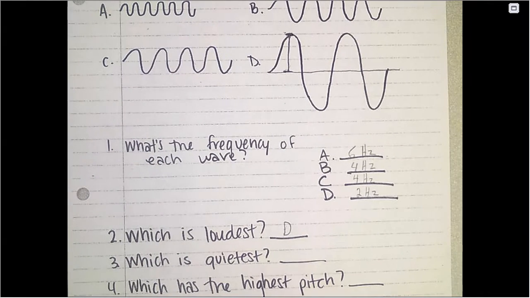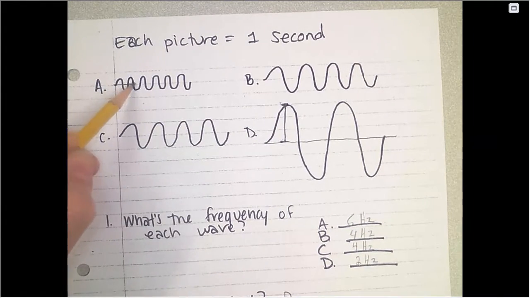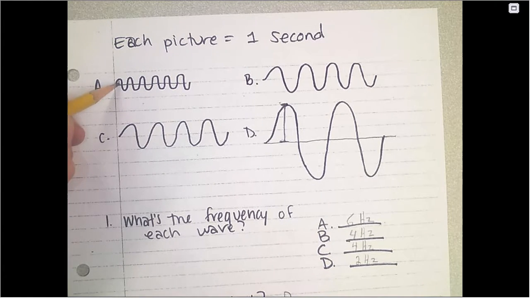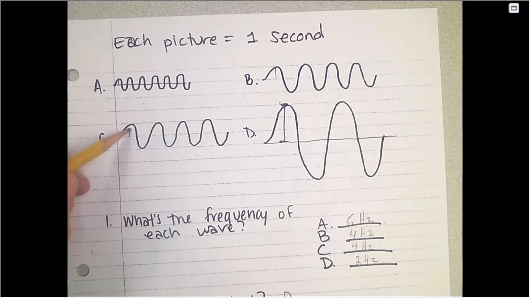Which is the quietest? We're looking for just the opposite of that. And it looks like wave A, if we're looking at the resting line, this looks like the smallest amplitude compared to that, and of course D is the highest. So we're looking at wave A.